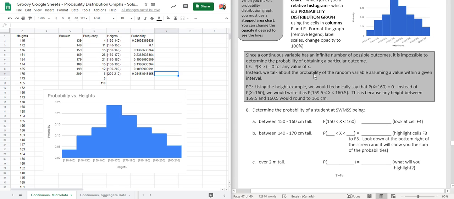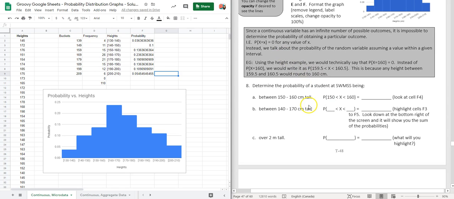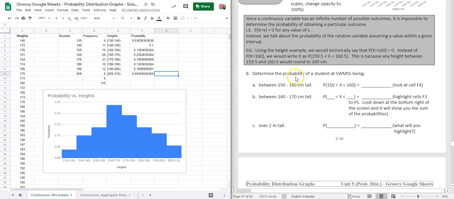So we almost always talk about probability, when it's continuous data, as being ranges. So we wouldn't ask what's the probability of a person being 150 centimeters, because even though you could count how many people here are 150 centimeters, chances are they're actually not 150 centimeters. It's been rounded to 150 centimeters. So you can just take a look at these ranges to find out what's the probability that a person is between 150 to 160 centimeters.